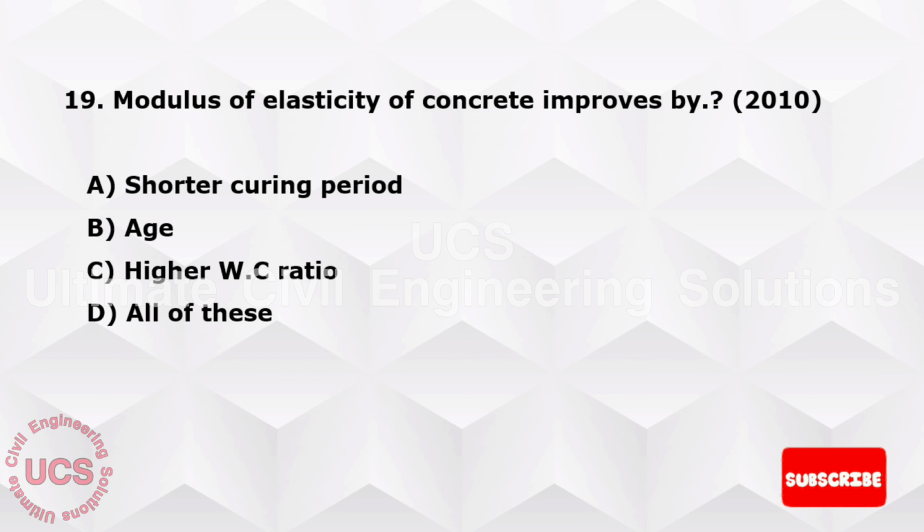Next question. Modulus of elasticity of concrete improves by. Options are option A shorter curing period, option B age, option C higher water cement ratio, option D all of these. Answer is option B, age.